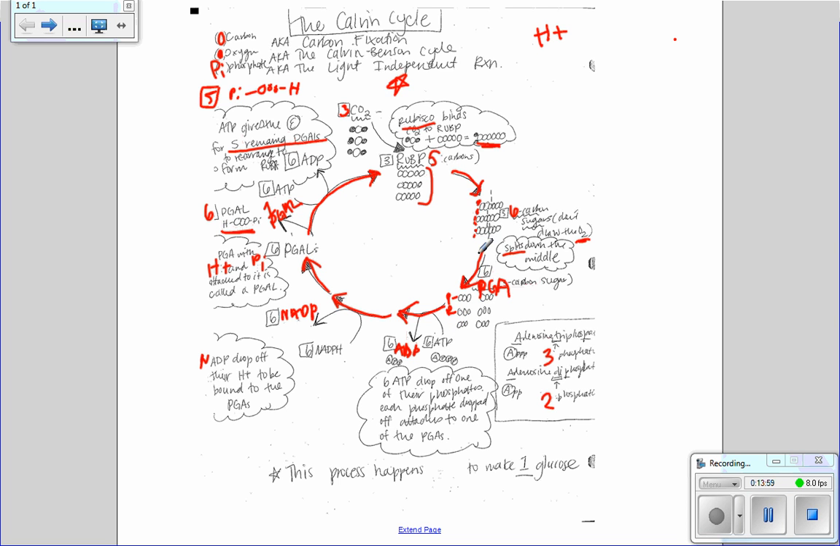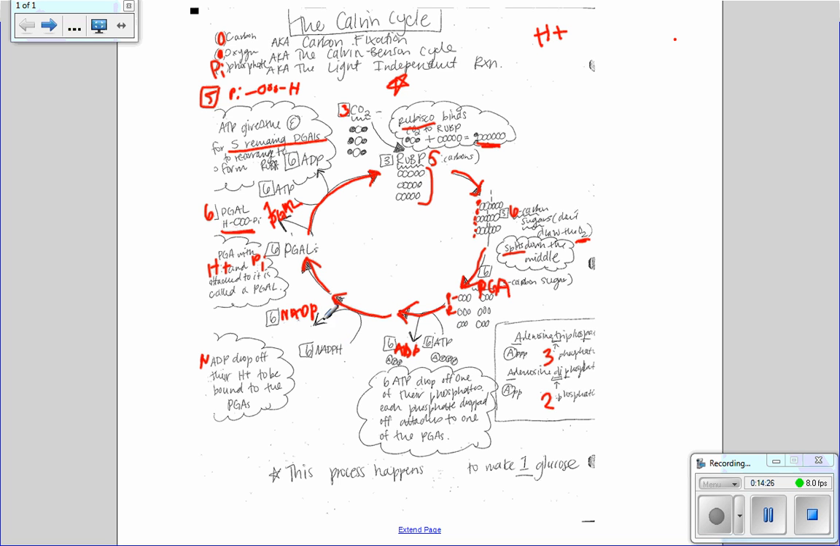All right, so we've made 6 PGA molecules. Now what's going to happen next is that 6 ATP molecules are going to come in. Each of them is going to give one of their phosphates to one of the PGA molecules, which means the ATP now becomes ADP. So 6 ADPs have now been released. And each of the PGAs now has a phosphate on it.